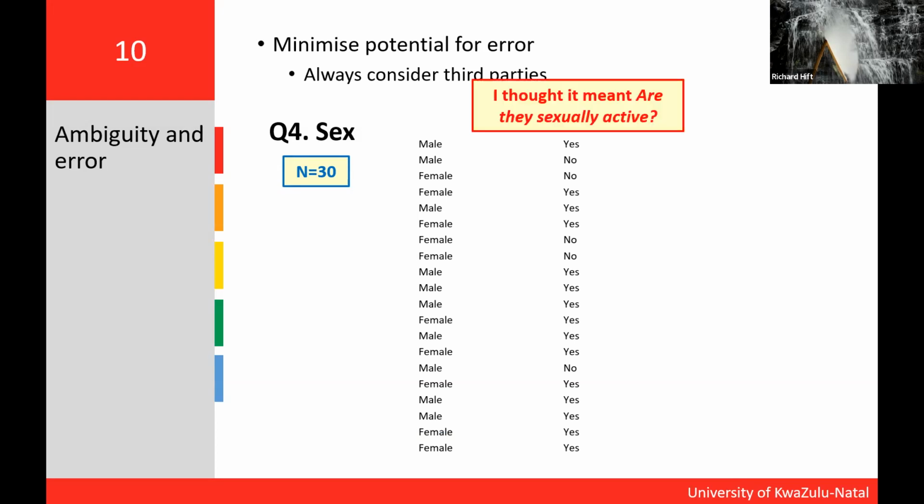When you ask her what's going on, he or she says, oh, I thought the question meant, are they sexually active? Because we were studying contraception, I thought it meant, are they sexually active? So that information is absolutely useless, and your sample size has just dropped to 20.